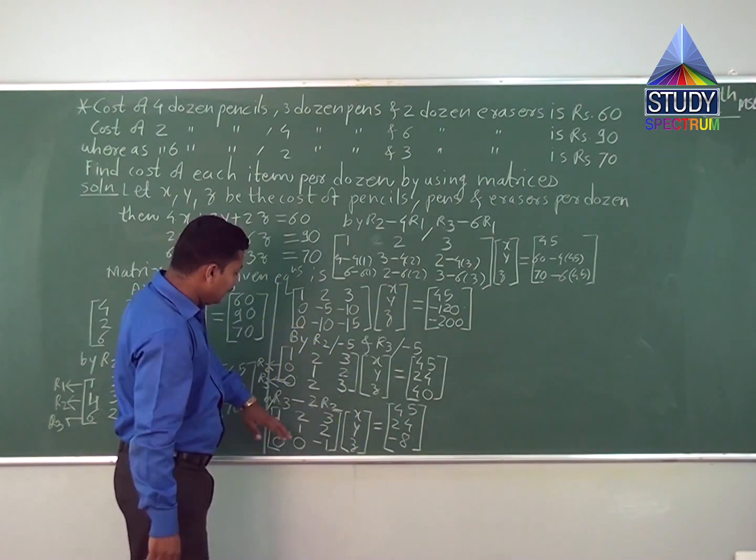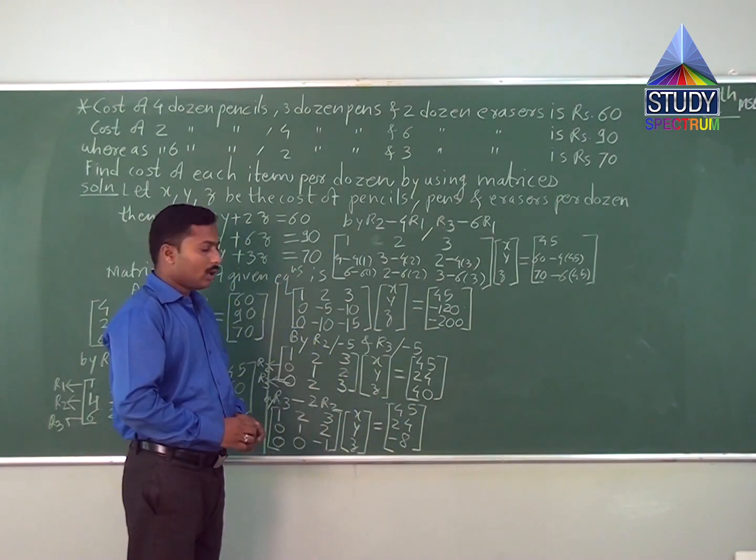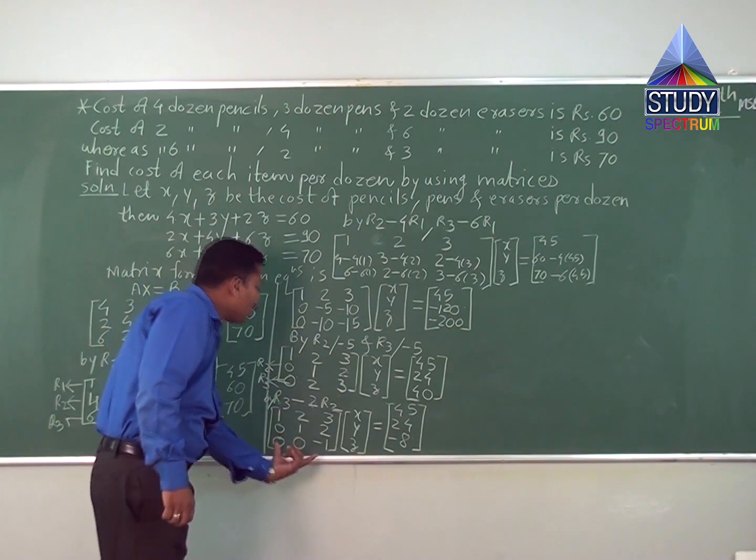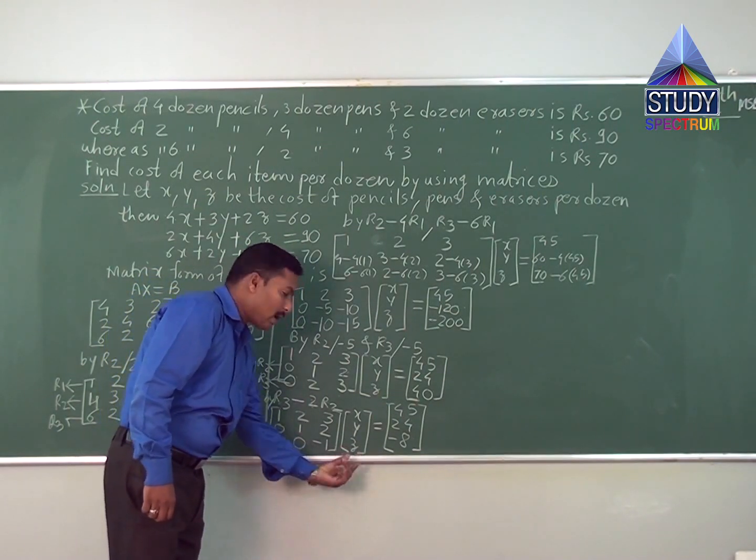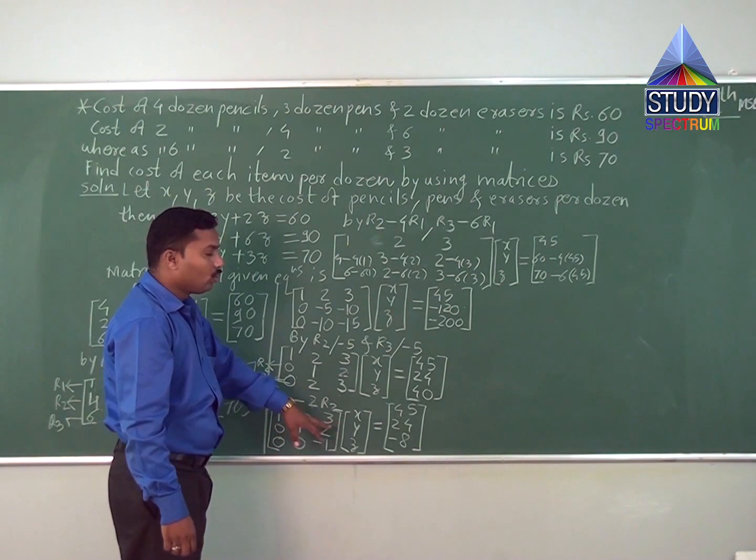So this is an upper triangular matrix. So this is one matrix, this is one matrix. So we multiply two matrices.